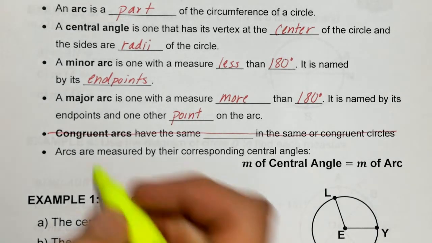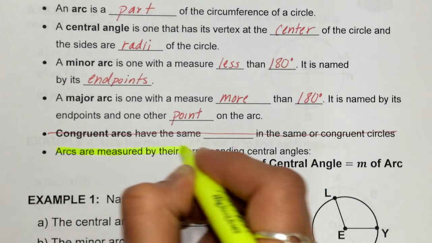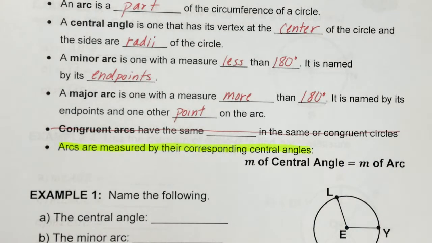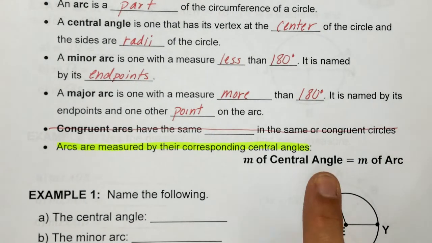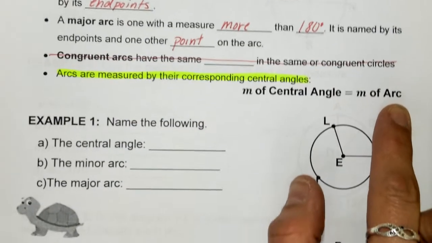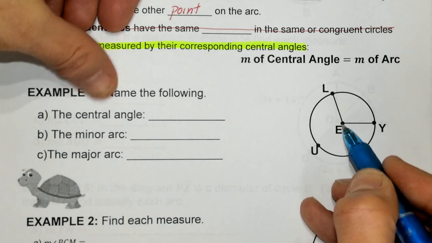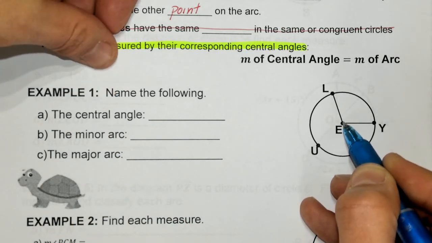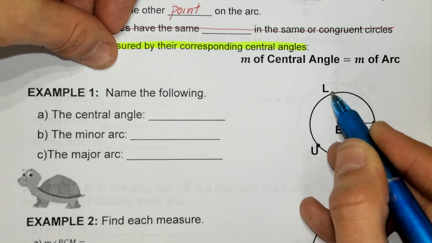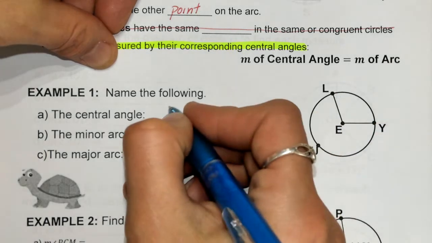But we need to remember another thing we learned: arcs are measured by their corresponding or matching central angles. So the measure of your central angle and the measure of your arc are going to be exactly the same. We're going to go ahead and name the following on these guys here. We want to know the central angle. Well, the central angle's vertex is right here at the center, so we can list it as angle LEY.